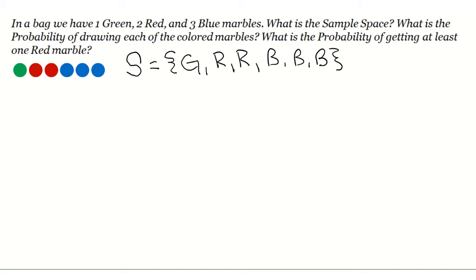That is our sample space. And we have 6 possible outcomes from our experiment of drawing a marble out of a bag. So now let's look at the next thing. What is the probability of drawing each of the colored marbles?